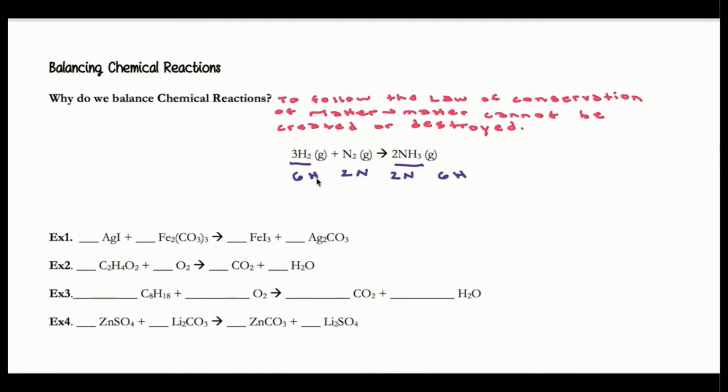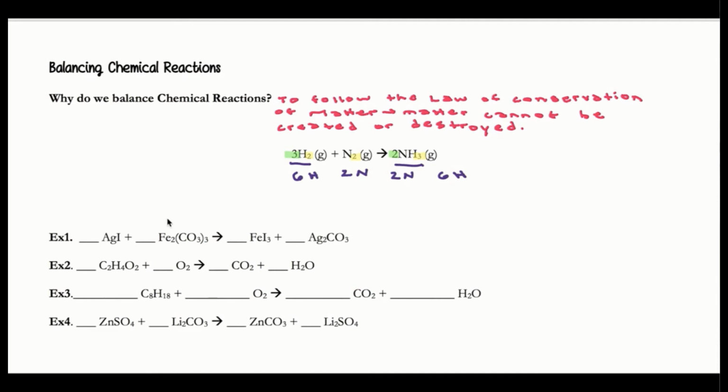So if I start with 6 atoms of hydrogen, I have to finish with 6 atoms of hydrogen. If I start with 2 atoms of nitrogen, I have to finish with 2 atoms of nitrogen. Okay? So that's why we balance. Now, the only way to balance, you cannot change your subscripts, right? So this subscript here, this subscript here, this subscript here. You cannot change those, because by changing those, you are actually changing the identity of the substance, which you are not allowed to do. So instead, the only way to balance is to use coefficients. So these here are the coefficients that I was able to add in order to make sure that my reaction was balanced. Okay, so let's look at a couple of examples.